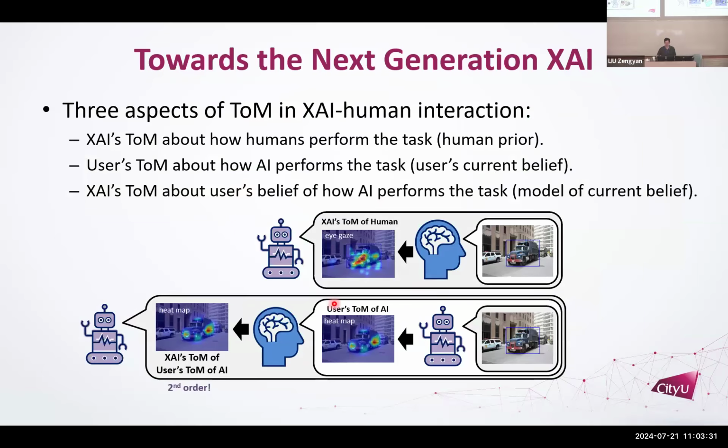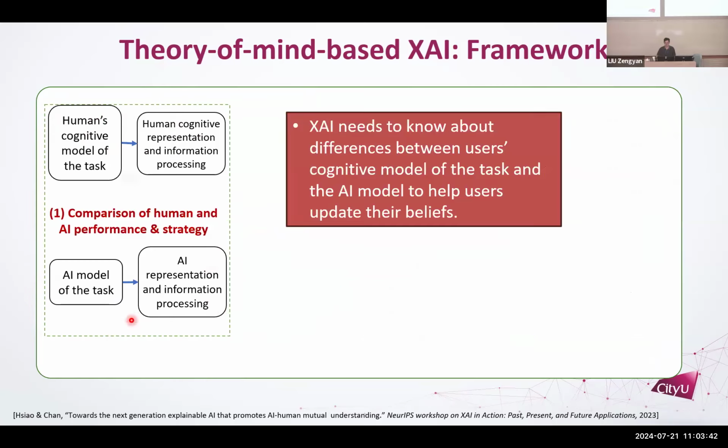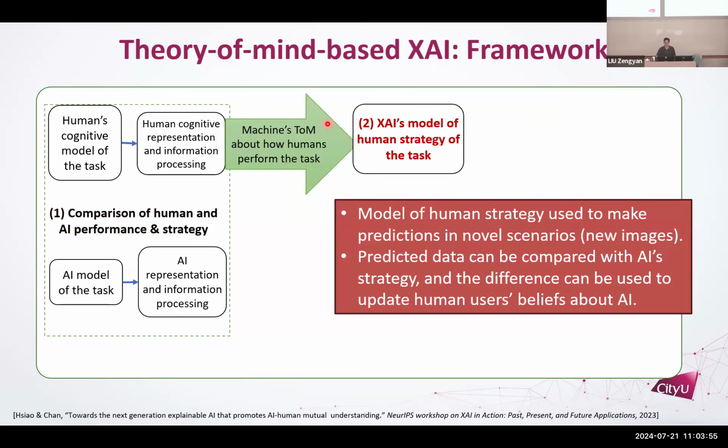So with these three pieces, we can propose a framework for theory of mind based XAI. First, we need to compare the human and AI performance strategies, because the XAI needs to know the difference between how the user performs a task and how the AI performs a task in order to help update the current beliefs of the user. The second is we need to be able to model human strategy using machine learning, because we need to make predictions on novel images about how a user would behave. And that predicted data can be used with the AI strategy to update the explanation.